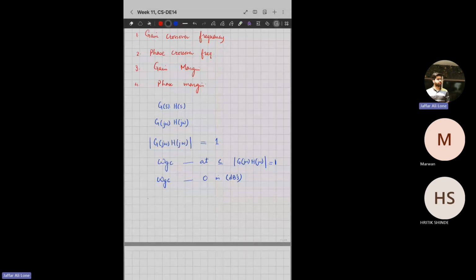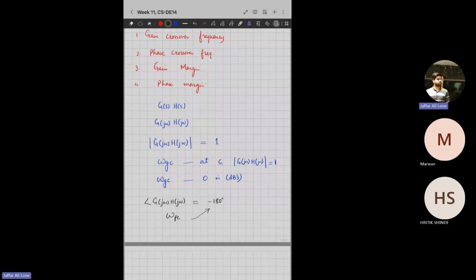So phase, how will I write phase? Phase of G(jω)H(jω), which is basically the angle. If this angle is minus 180 degrees, then the frequency at which this happens is called the phase crossover frequency. So phase crossover frequency is that frequency at which my phase is minus 180 degrees.